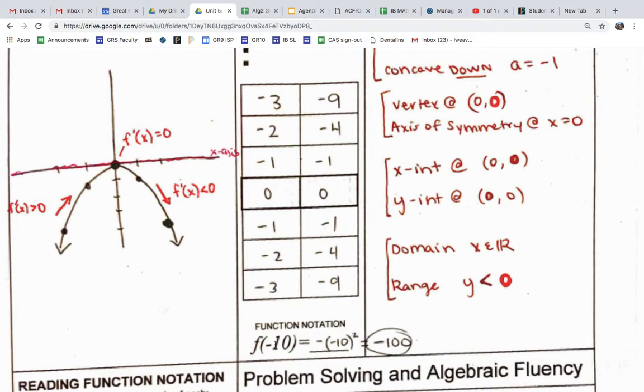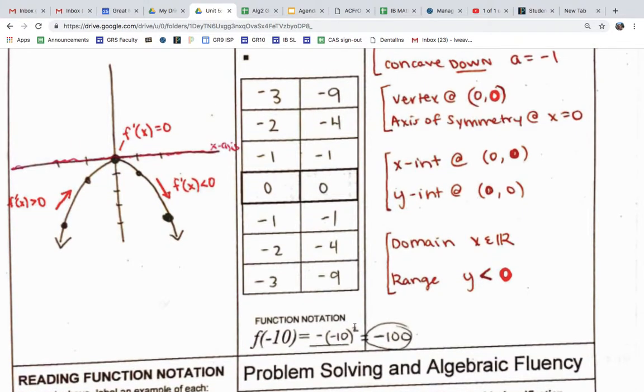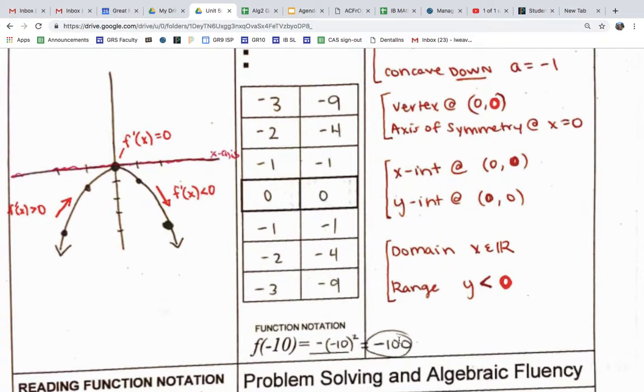Reading function notation, if they give us an x value, f of x is negative 10, I put that into my equation. Negative 10 squared is positive 100, made negative is negative 100.